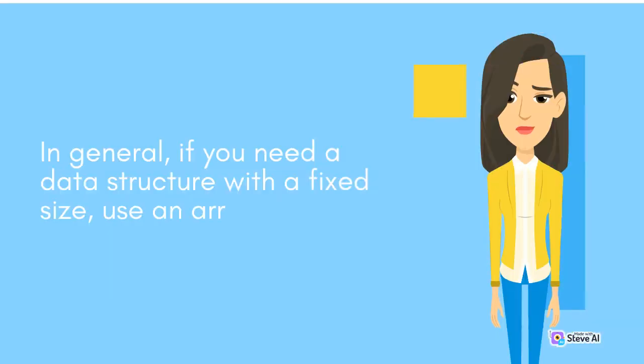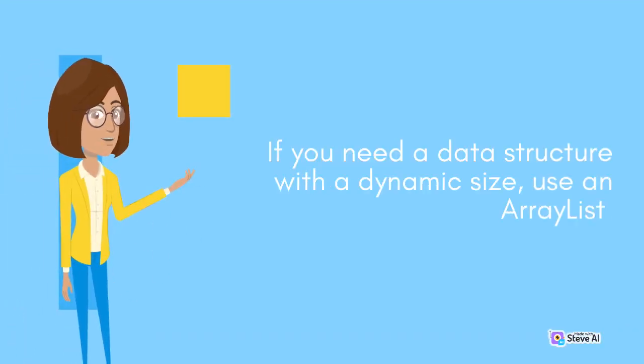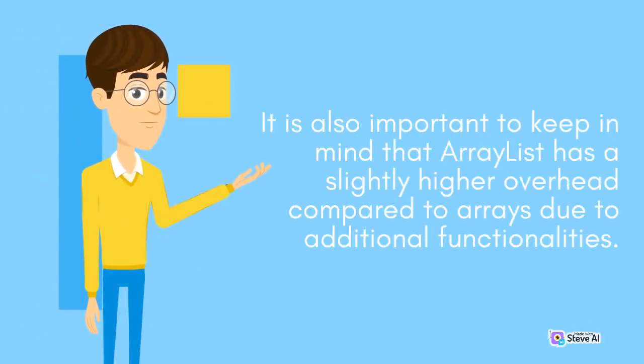In general, if you need a data structure with a fixed size, use an array. If you need a data structure with a dynamic size, use an ArrayList. It is also important to keep in mind that ArrayList has a slightly higher overhead compared to arrays due to additional functionalities.